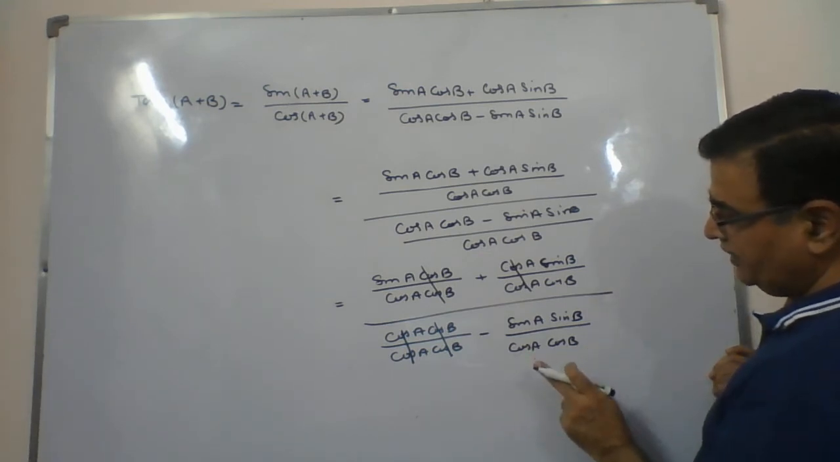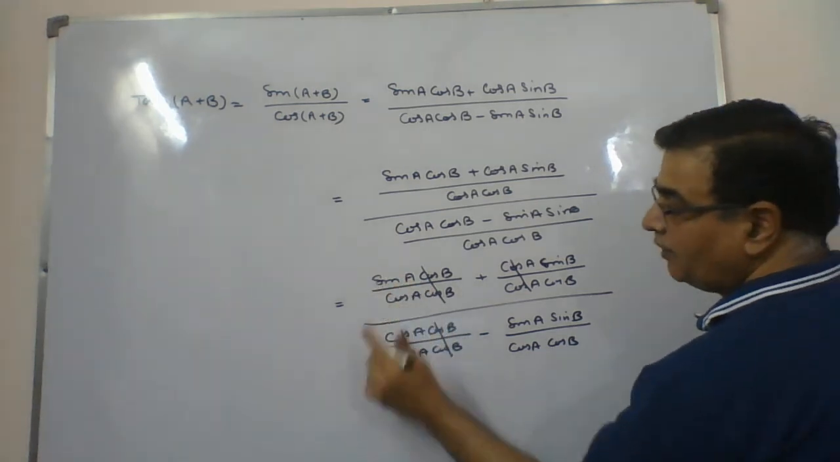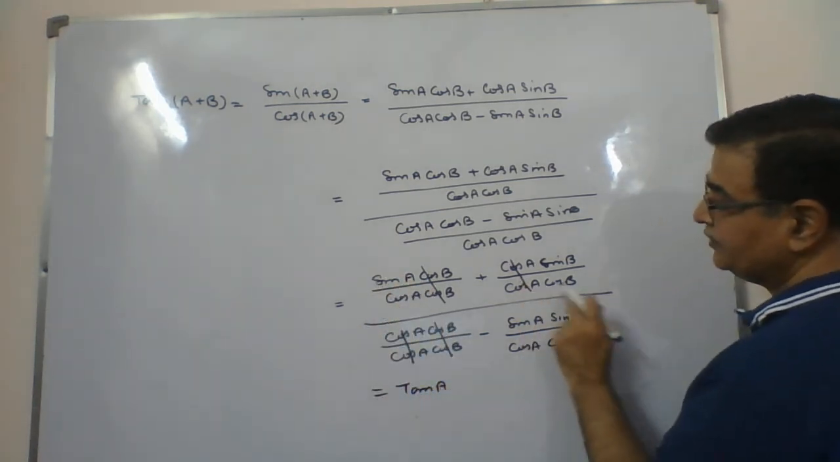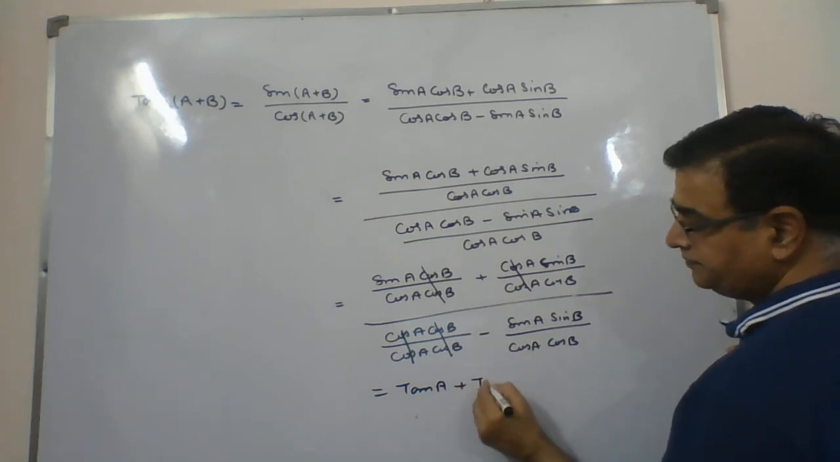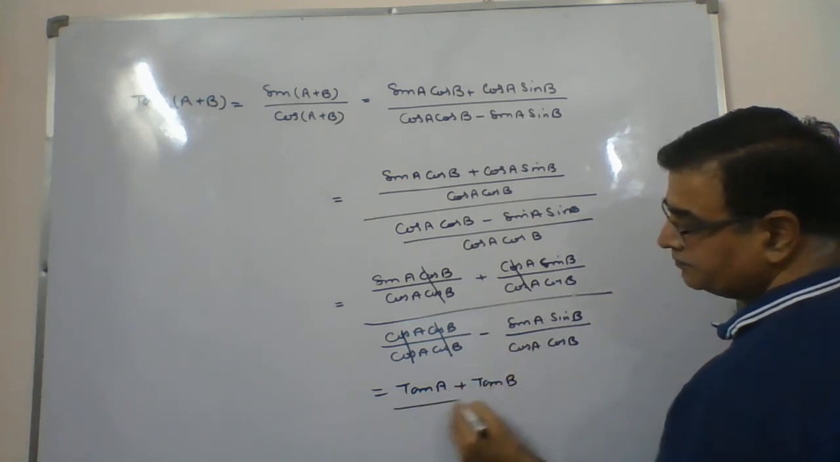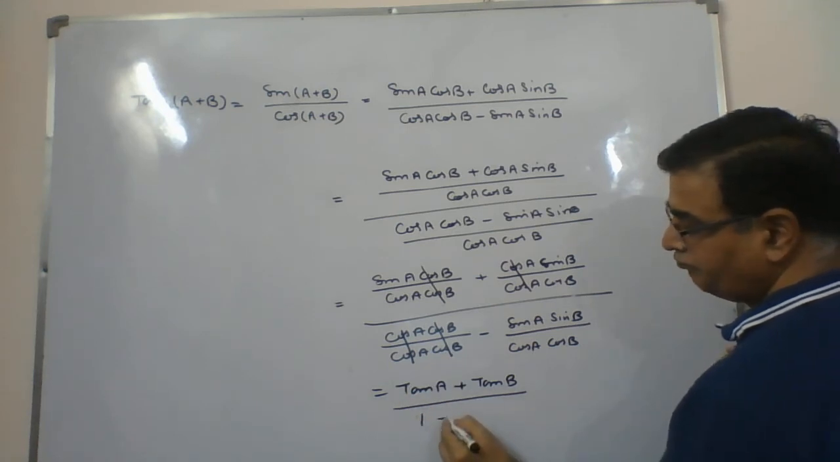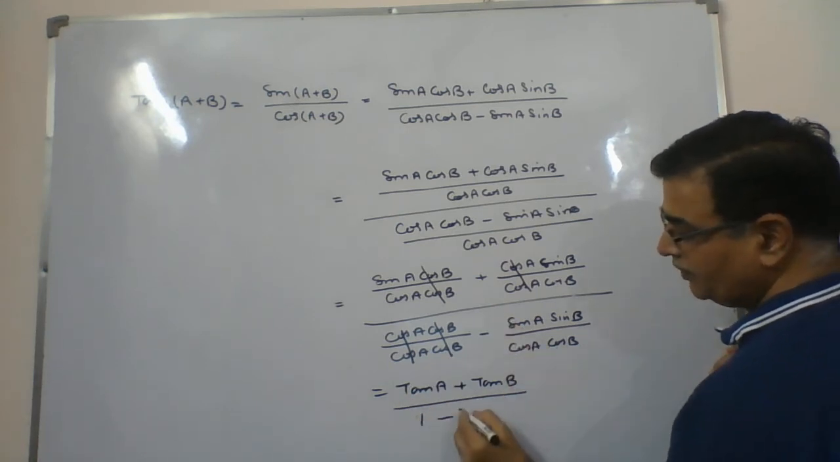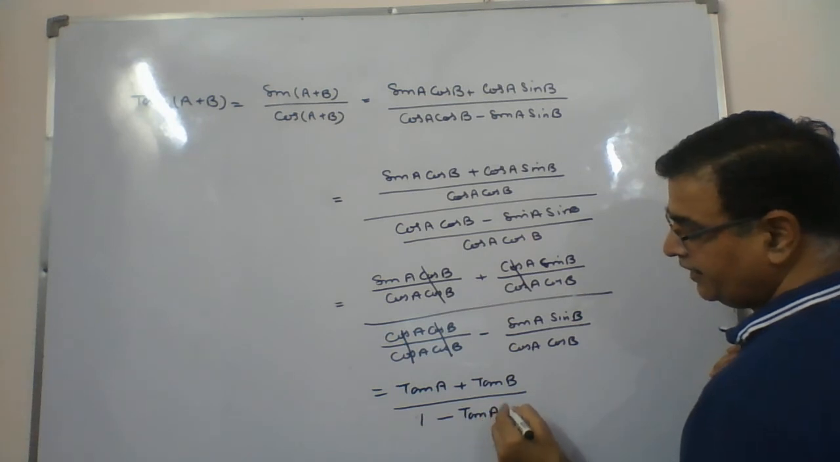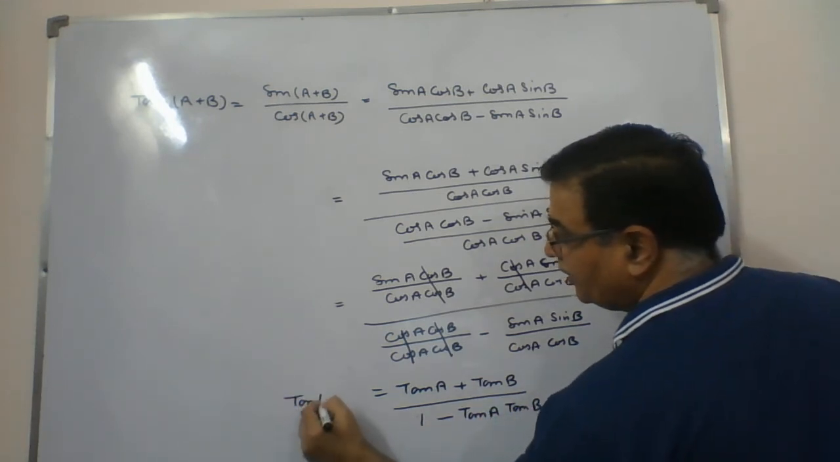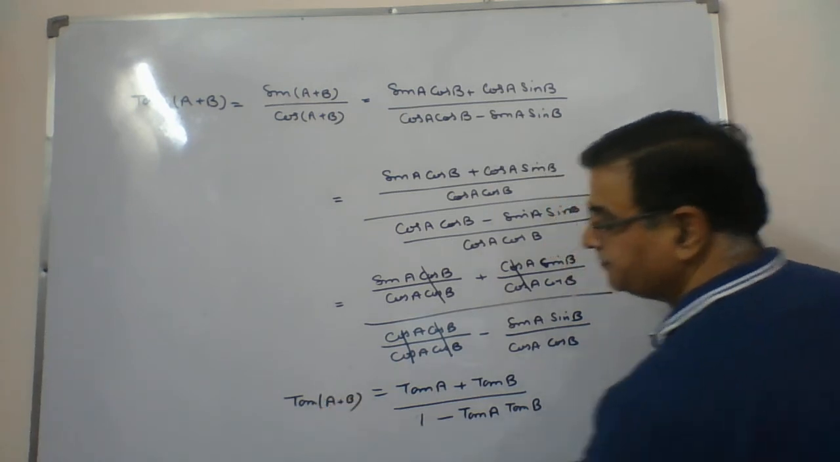So something cancels out. This will come out to be tan a, first result. This will become plus tan b. This part will become 1 minus sin by cos, which will be tan a tan b. So this is the new formula now, tan(a+b).